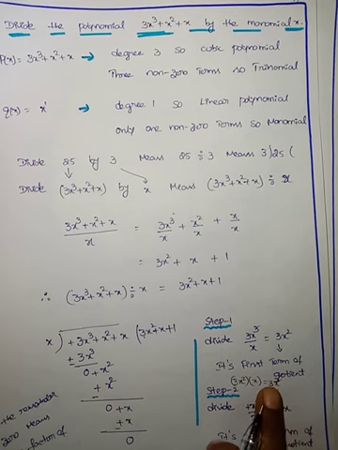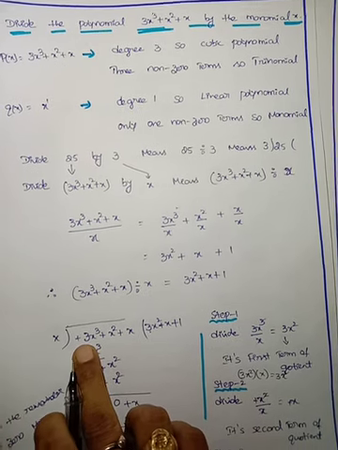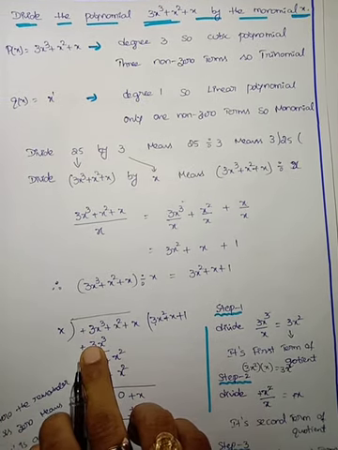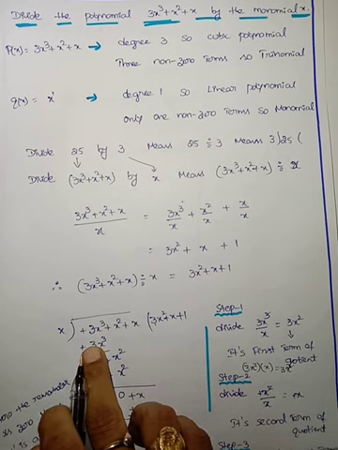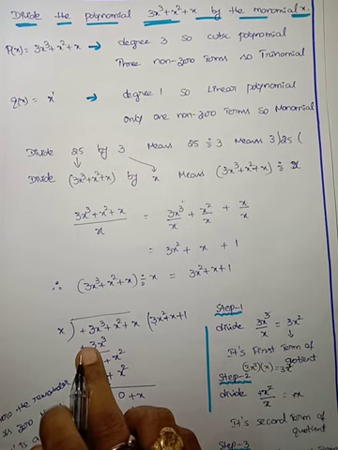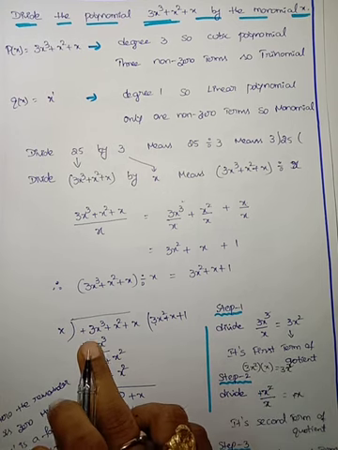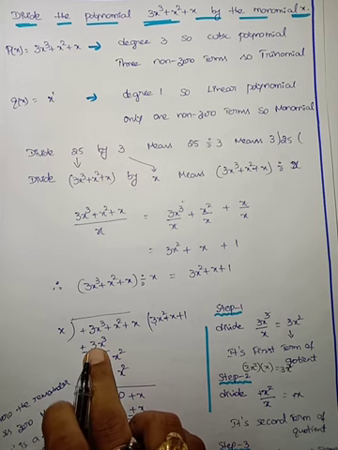3x cube. You have to write this 3x cube under the dividend, in the same like terms. 3x cube here. Here also 3x cube. Write it under the dividend terms.